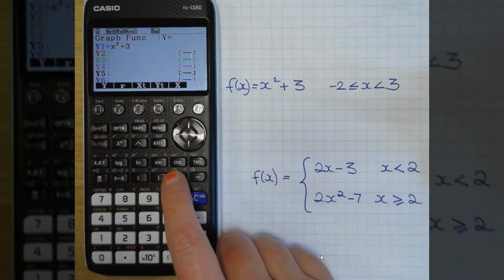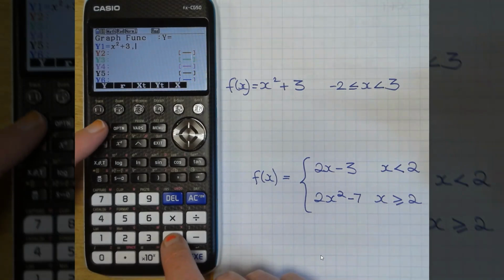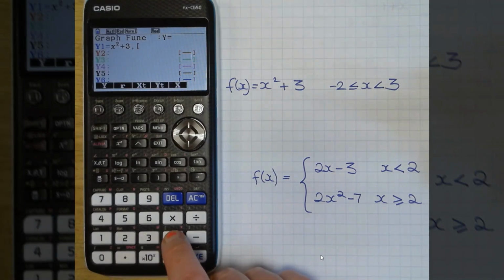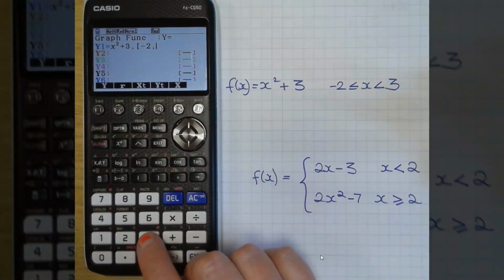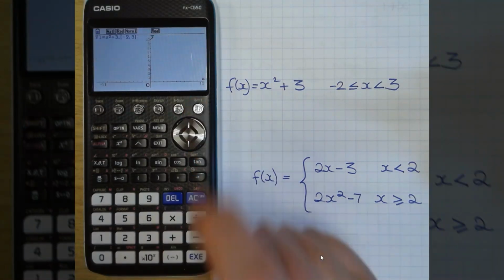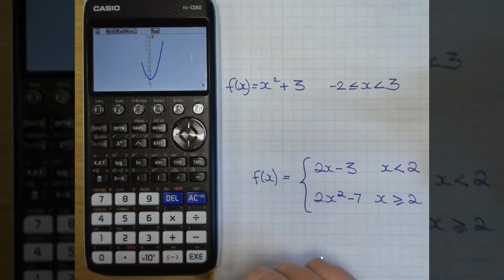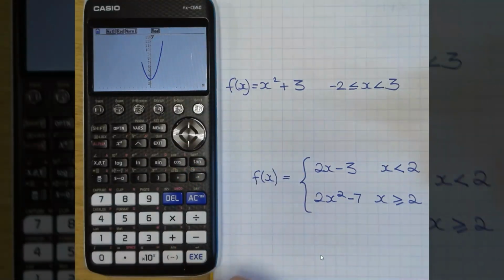So we say comma, and then we need to use a square bracket, which is down here. So there's our square bracket, and then we put the lower value, comma, and the upper value, close our square bracket and press execute. And then when we draw it, we can see that we only have the graph from the point -2 up to 3.